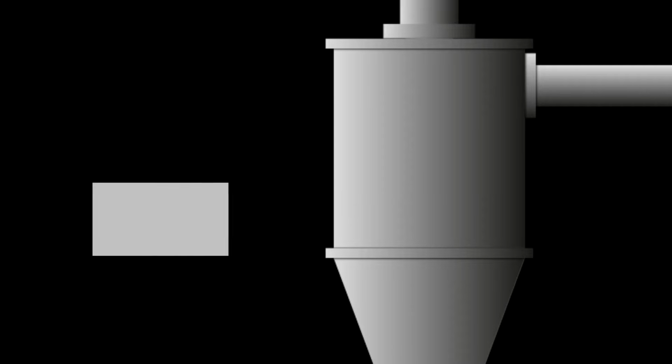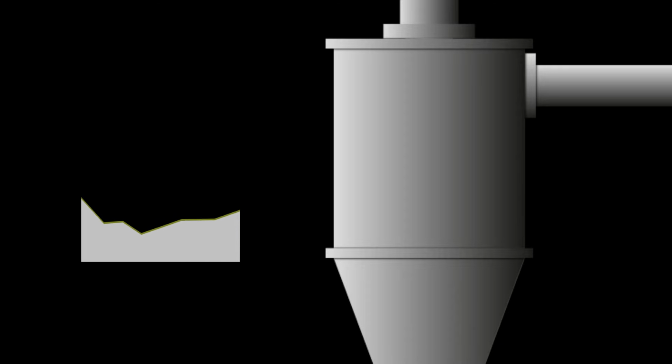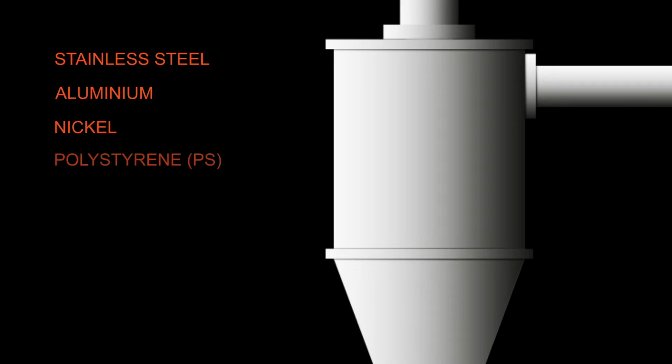In the presence of substances and liquids with a strong corrosive or erosive nature, cyclones must be made of suitable materials or be coated with an appropriate substance. Cyclones are available in various materials such as stainless steel, aluminium, nickel, polystyrene, and polyvinyl chloride, to name a few.